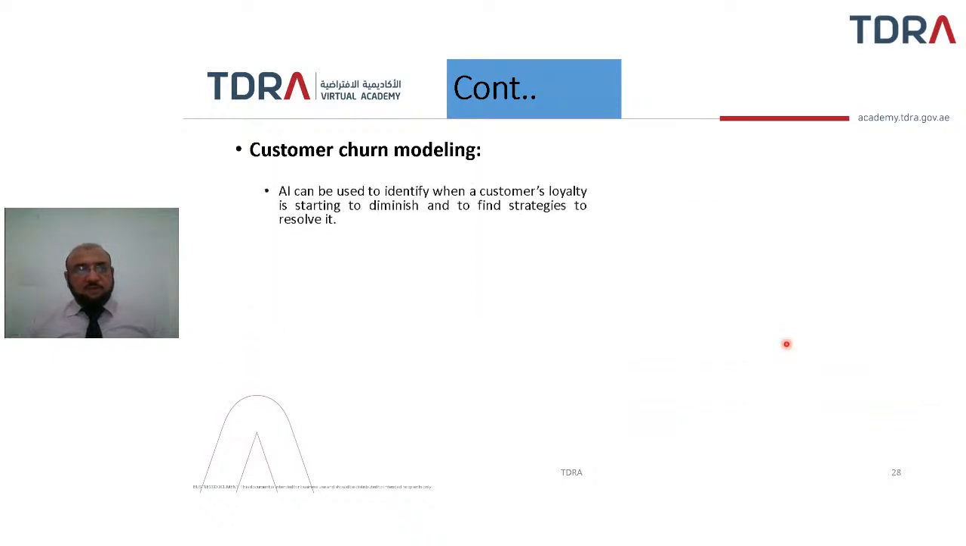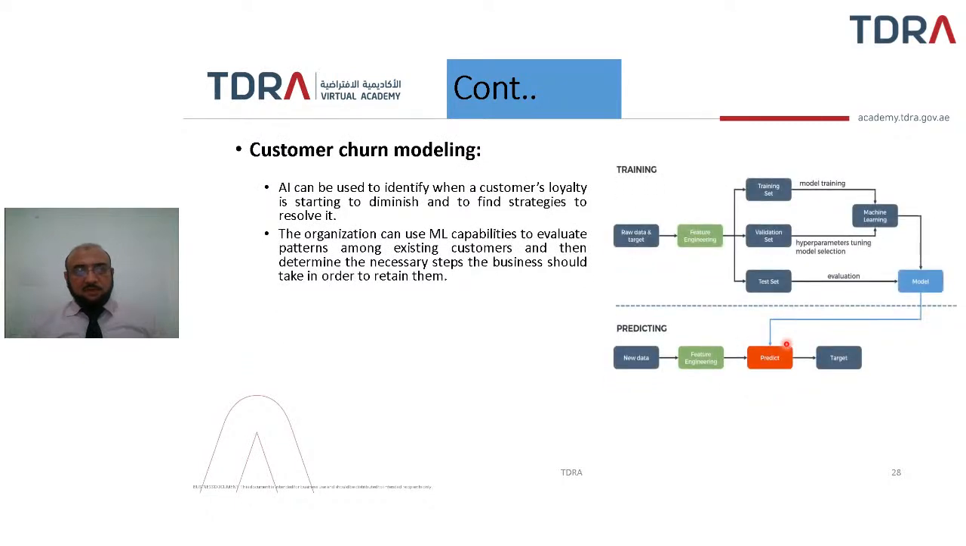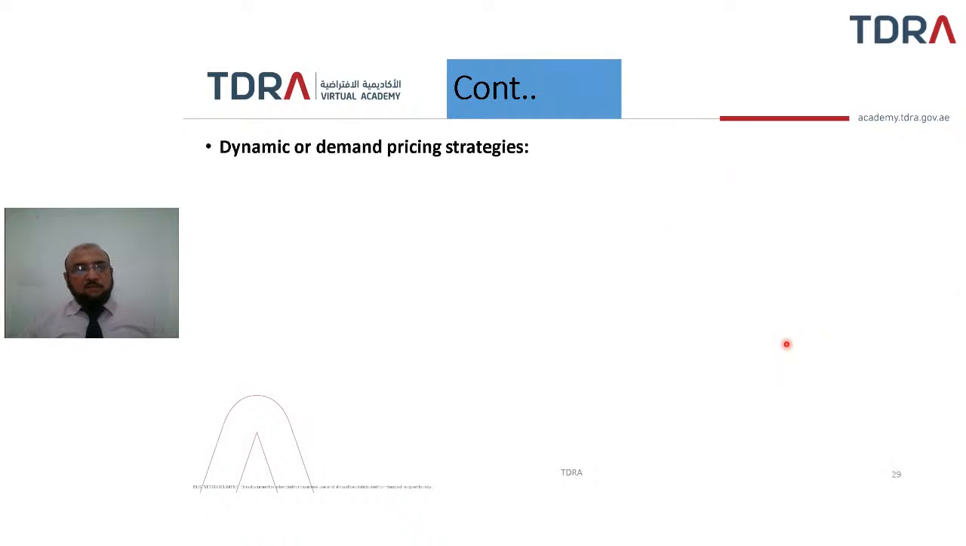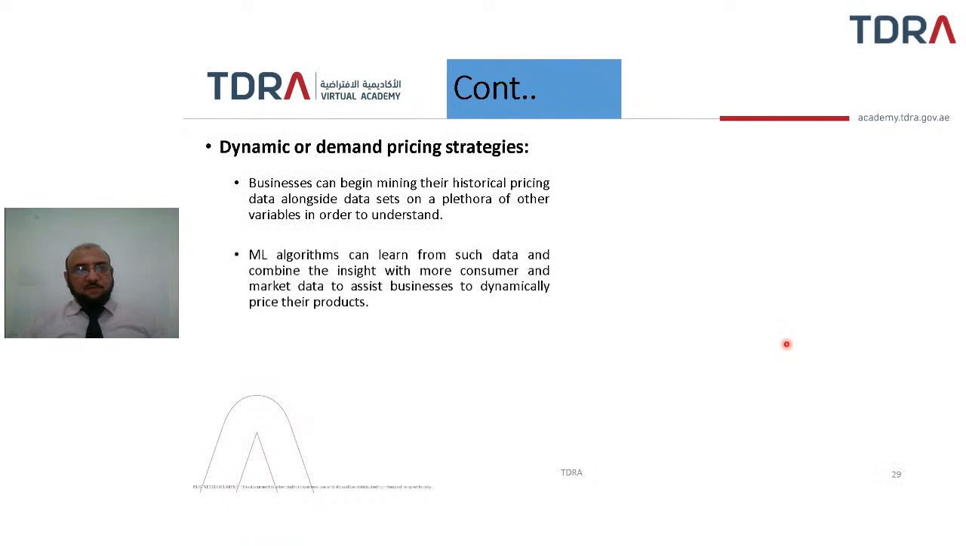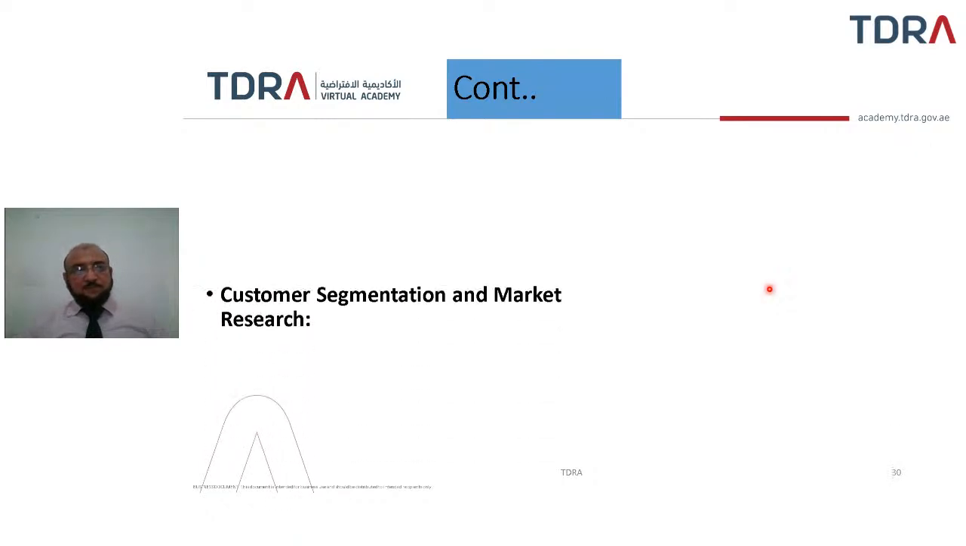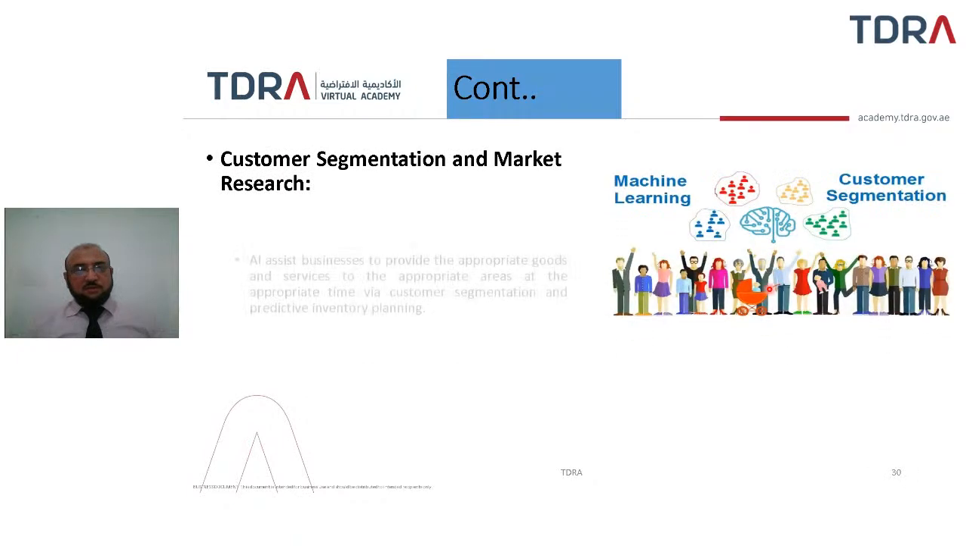Then we have customer churn modeling, used mostly by the banking sector as well. Business churn modeling is used by the Wall Street Journal, Bloomberg News, the New York Times, Spotify, Amazon, Netflix, Salesforce and Adobe. Then we have dynamic demand pricing strategies, which are used in businesses based on forecasting. Examples of businesses using demand pricing are Bolt and Uber. Then we have customer segmentation and market research.